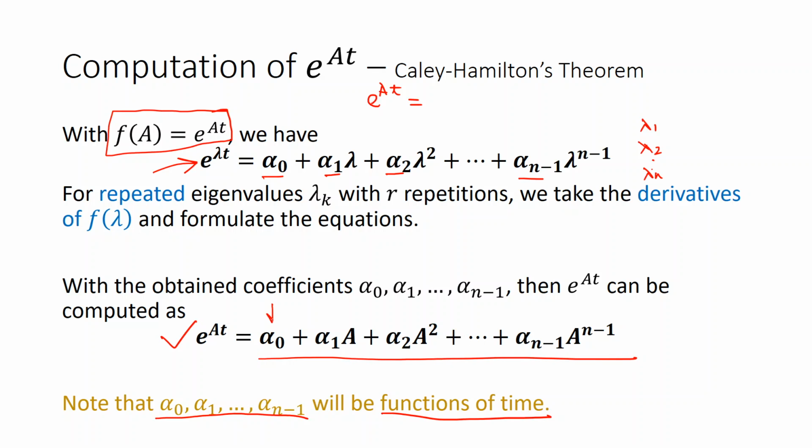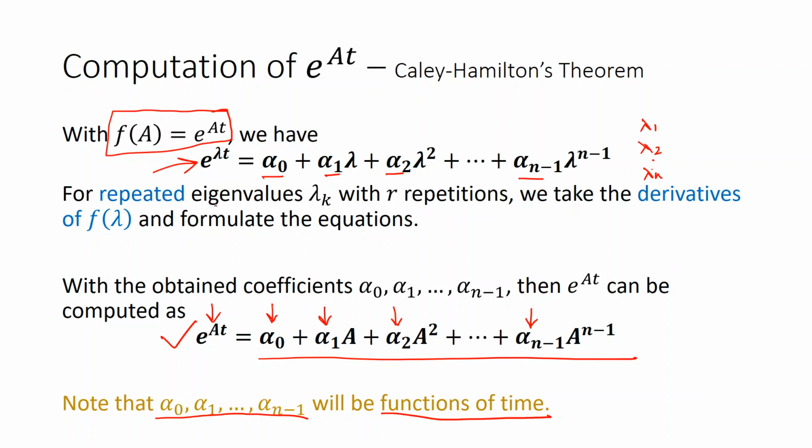So here these are functions of time. So it looks like a constant term. It looks like addition of constant terms, but it is not constant. The alphas are functions of time. So that's what makes the matrix exponential also a function of time, which is what it is. Now there is something to note here, that it might be so that we have repeated eigenvalues.